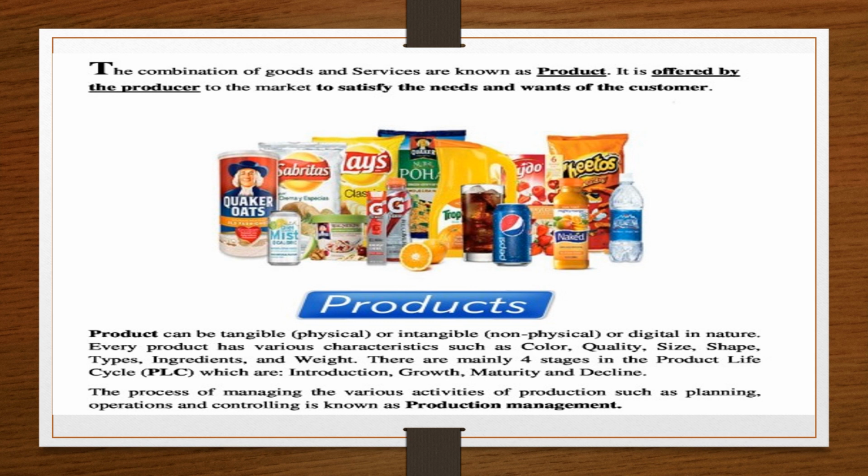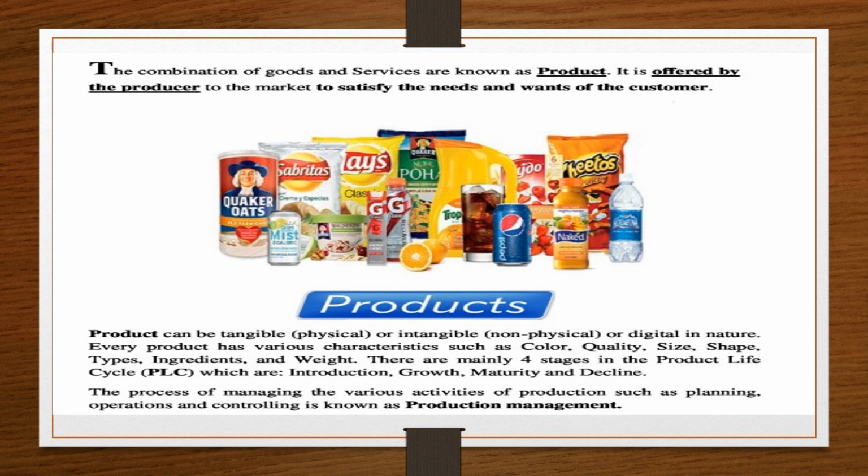Let me just read it out for you. The combination of goods and services is known as a product. It is offered by the producer to the market to satisfy the needs and wants of the customer. That means, what is a product? As I said in the earlier section also, a product is a combination of goods plus services. We are holding the goods, and at the same time the services attached to it are also offered by the manufacturer to us. According to the needs and wants of the customer, we purchase the product along with the services.